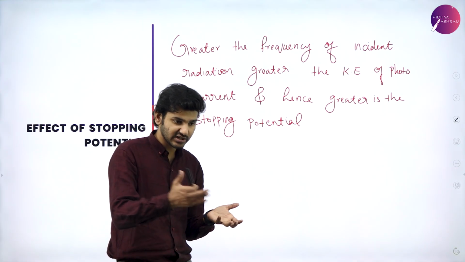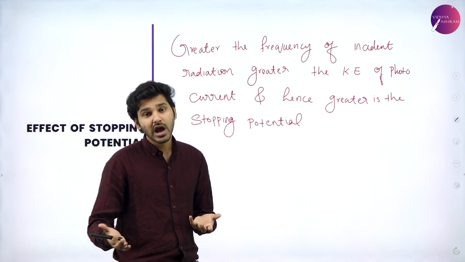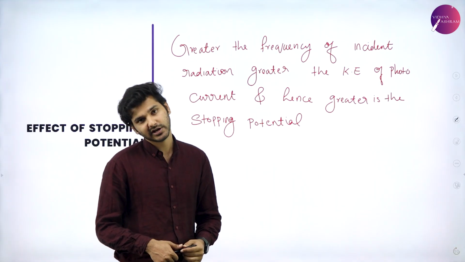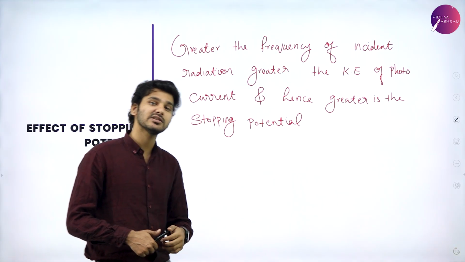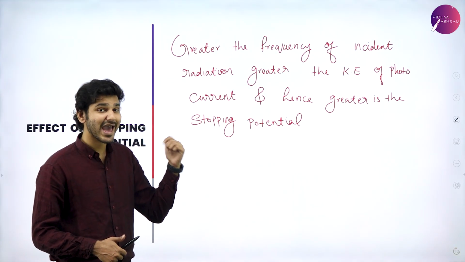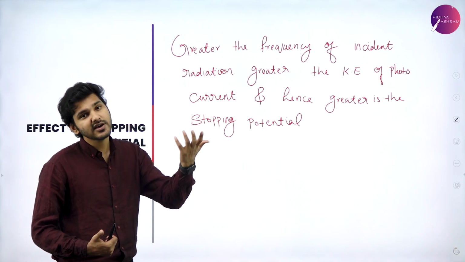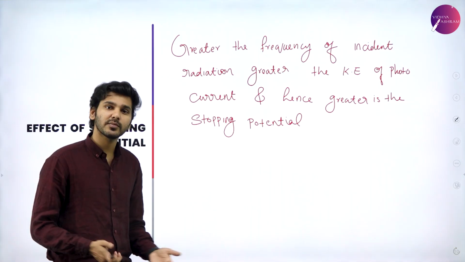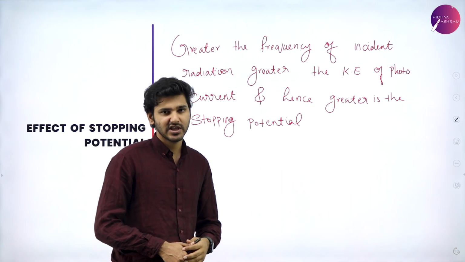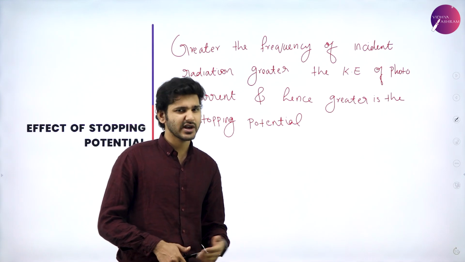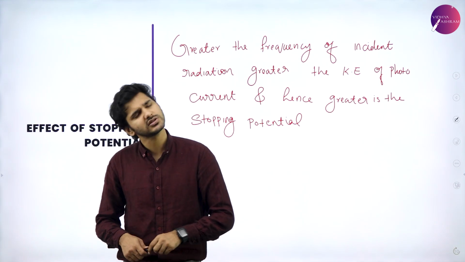Now, if the electrons are running around with more energy, then a higher stopping potential will be required in order to stop those particular electrons. So that is the relation between stopping potential and photocurrent. That is, if the incident radiation has high frequency, then automatically the stopping potential also will be very high. If it has low frequency, then the stopping potential required will also be very low. That is just the effect of stopping potential.